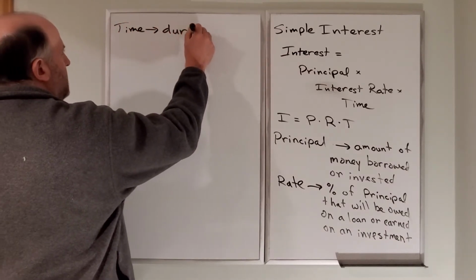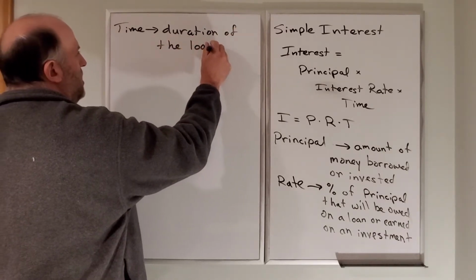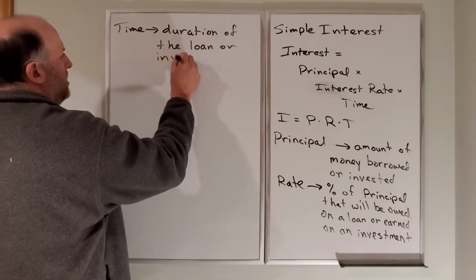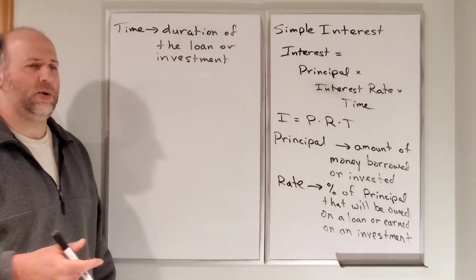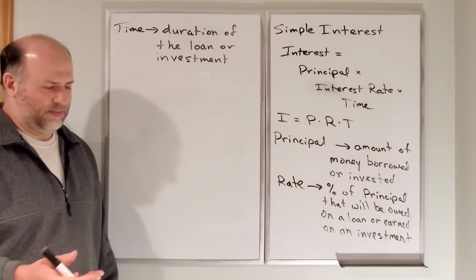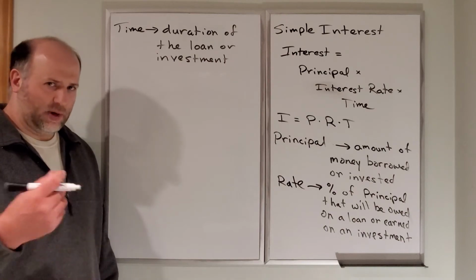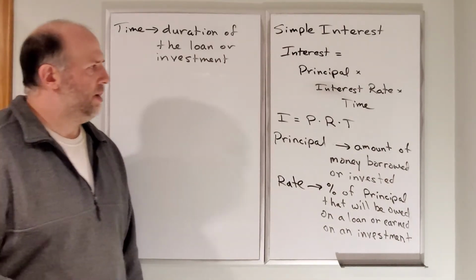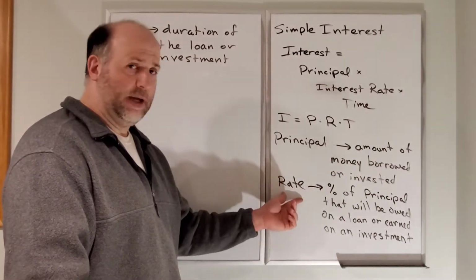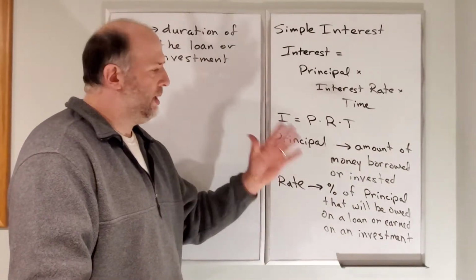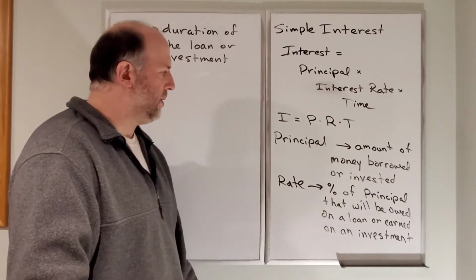This is simply the duration of the loan or investment. Now, in many cases, this is simply going to be 1 year. Why? Mainly because this is simple interest. Yes, you could do simple interest for a period of years. There's no doubt about that. But usually with simple interest, you have one application of the interest rate during this whole period that the loan is held or the investment is held. That's typically going to be 1 year.